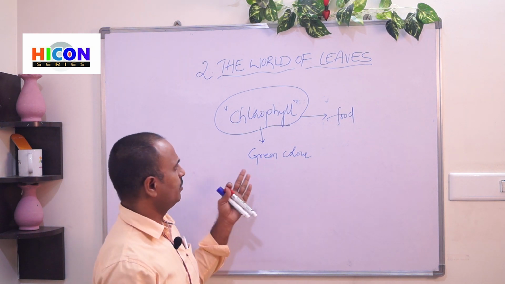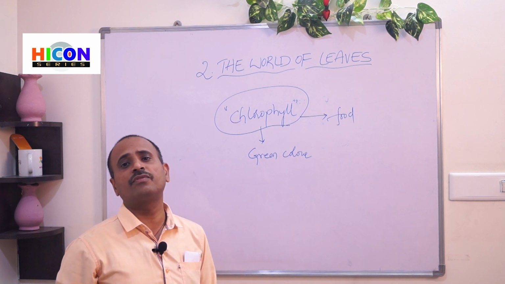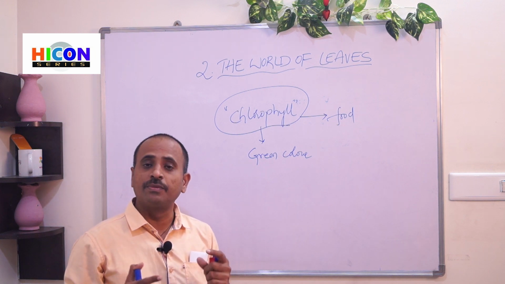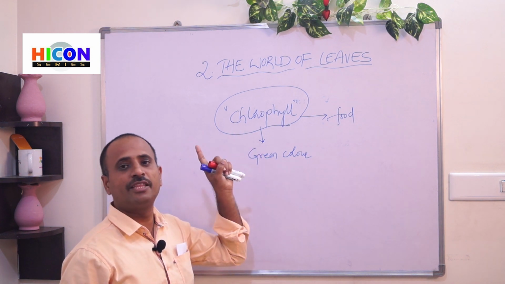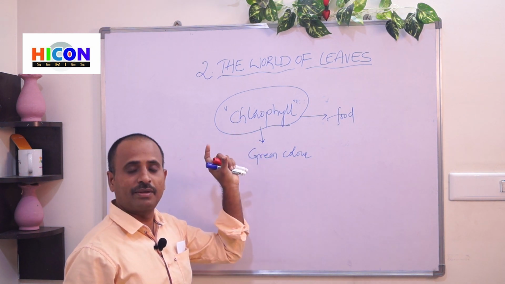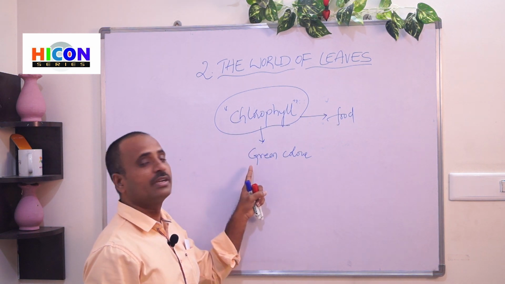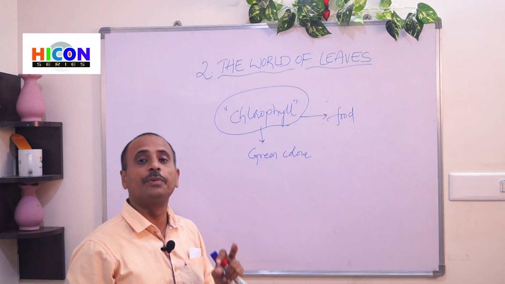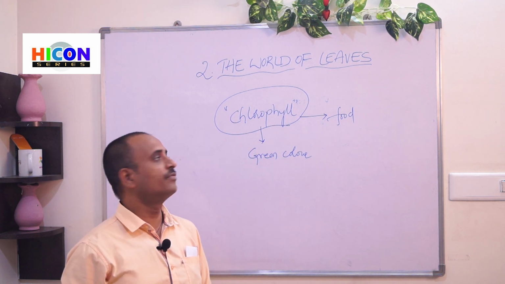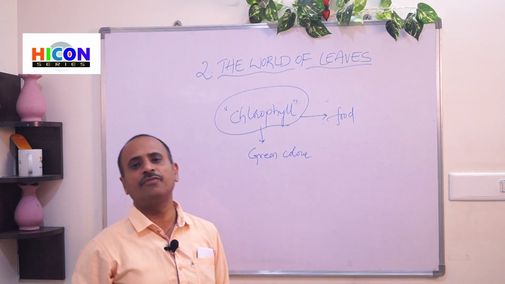So this is about the leaf. The leaf is the most important part of the plant, and leaves are green because of the chlorophyll present in them. It is a green color pigment, that means a green colored substance. That's why leaves get green color. And this chlorophyll helps the leaves to prepare their food. If there is no chlorophyll, the leaves cannot prepare their food.